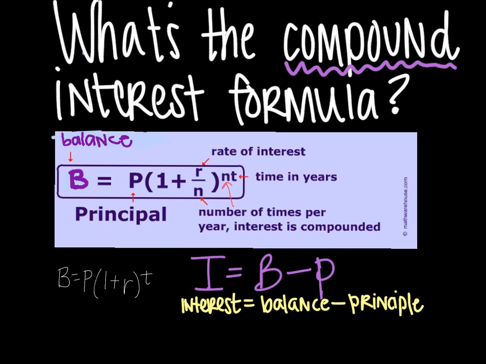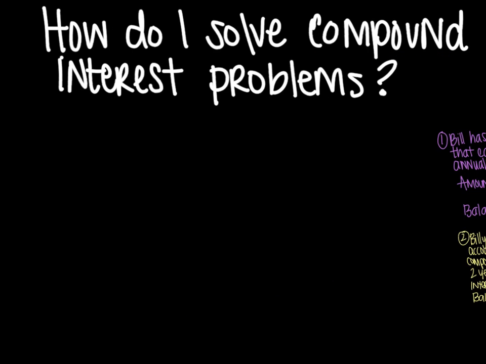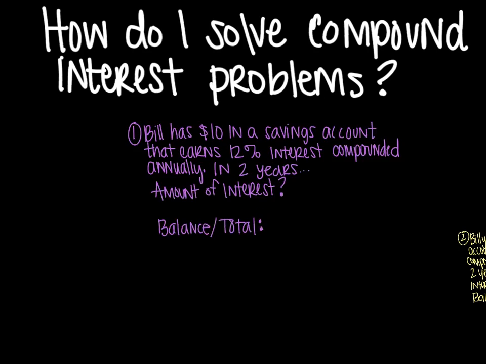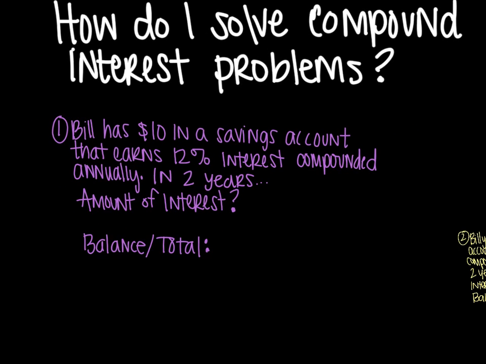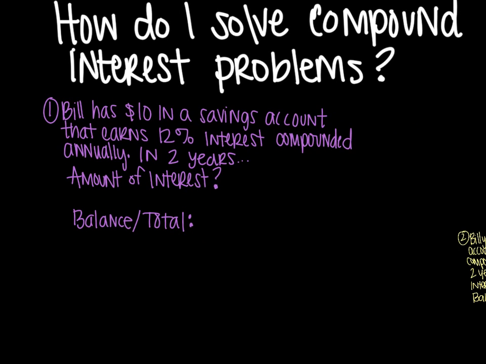The other part, you might be asked to find just the interest, and when you do that, you have to subtract that balance or your total from your principal. So make sure you get all of these formulas copied down. I know there's a lot of them here, but we'll do some examples in just a sec. All right, these ones are a bit tricky, so I'm going to try and go fast. Stick with me, pause it if you need to, because we're going to cruise.